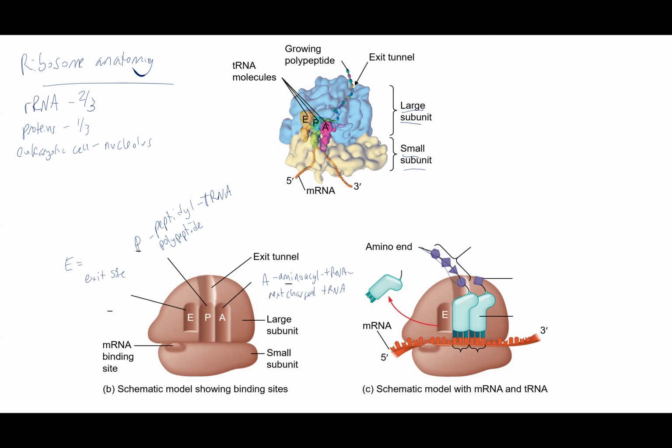Uncharged meaning it doesn't have what? It doesn't have the amino acid anymore. So a charged tRNA has an amino acid. Once that amino acid is added to this polypeptide, the uncharged tRNA is going to leave. It's going to leave and it's going to be able to get another amino acid added to it. It gets charged again and it can come back in and enter the process again.